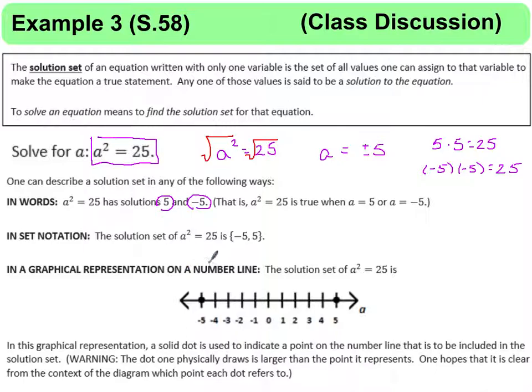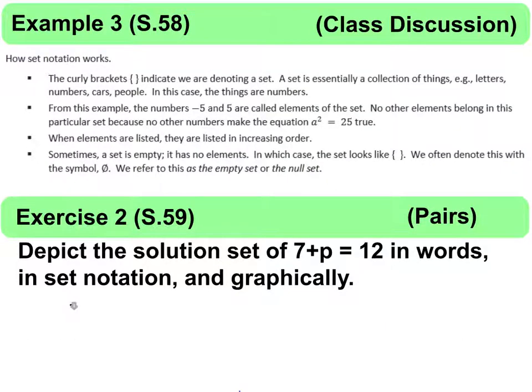In a graphical representation on a number line, the solution set, we would have the students draw a number line and put a dot here at negative 5 and a dot here at 5. And so in homework, the students will be given an opportunity to work with different sets like this. They'll ask for a description in words, they'll ask for a description in set notation, and they'll ask for a graphical representation to represent that information.